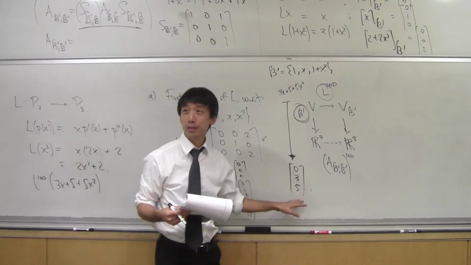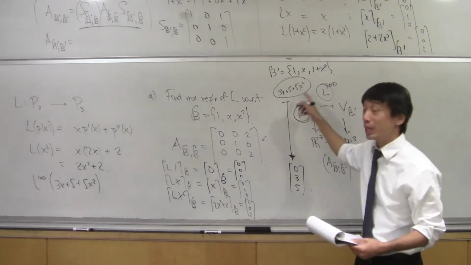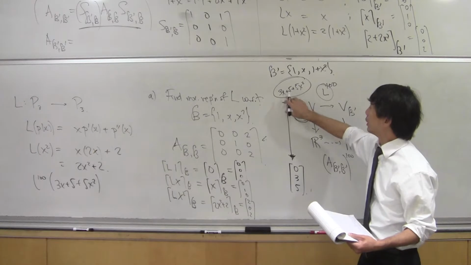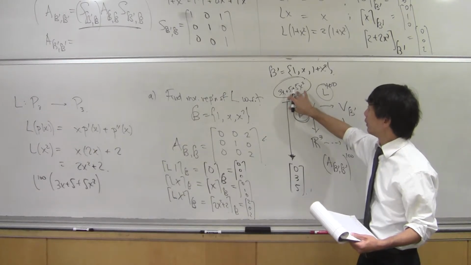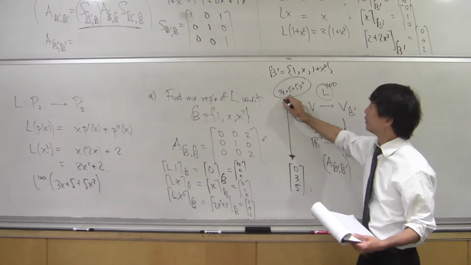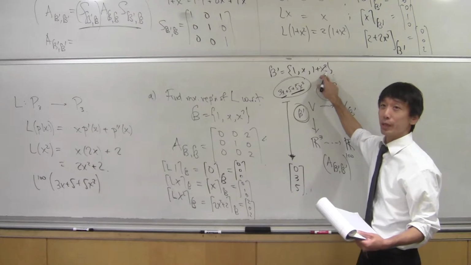Is that clear, Connor? No. Remember, we start off with this polynomial. We want to hit it with our operation 100 times. So you take this guy and you take its coordinate vector with respect to the B prime basis. Well, this is 3x plus 5 times 1 plus x squared.